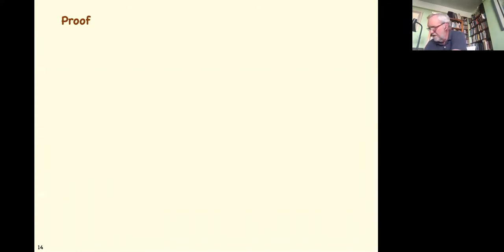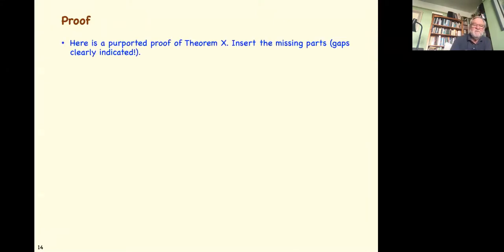Now let's have just a little look at proof. The experts in proof, as far as I'm aware, are in Edinburgh in particular, but also probably elsewhere. But here's an example of a task about a proof. Here is a purported proof of theorem 3.6.9.2 or whatever it is. Insert the missing parts. Gaps are clearly indicated. Now, of course, they can go to their book and copy them. So you might want to not use exactly the proof that's in the book. You might want to use one that's a little bit different.